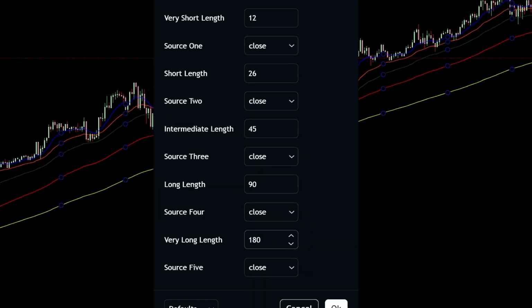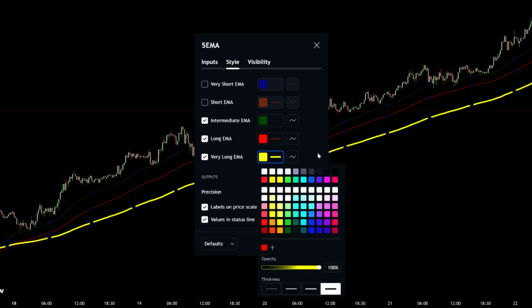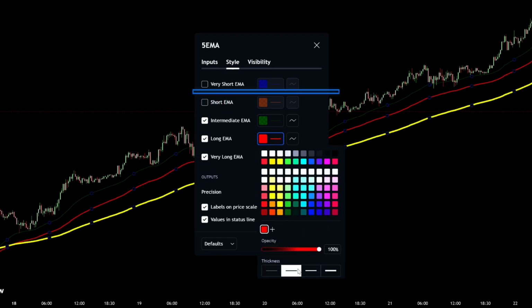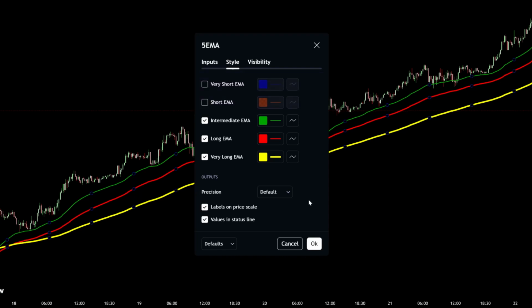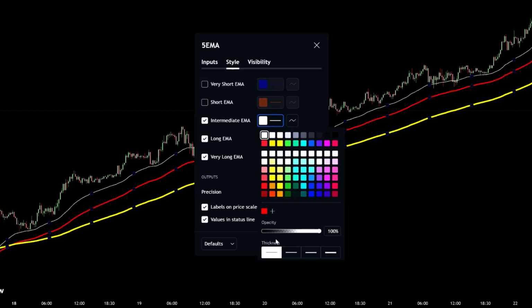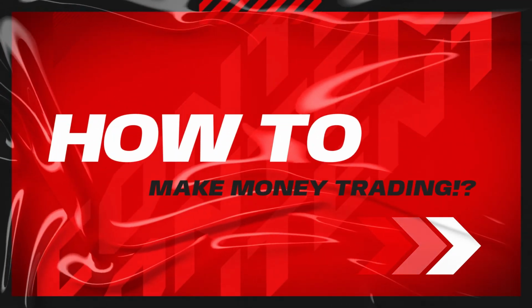Next, let's hop over to the style section. To keep things clean and straightforward, we'll disable the very short EMA and short EMA options since they aren't necessary for our strategy. Now that the indicators are all set up and customized, it's time to learn how to turn these tools into real money with our killer trading strategy.